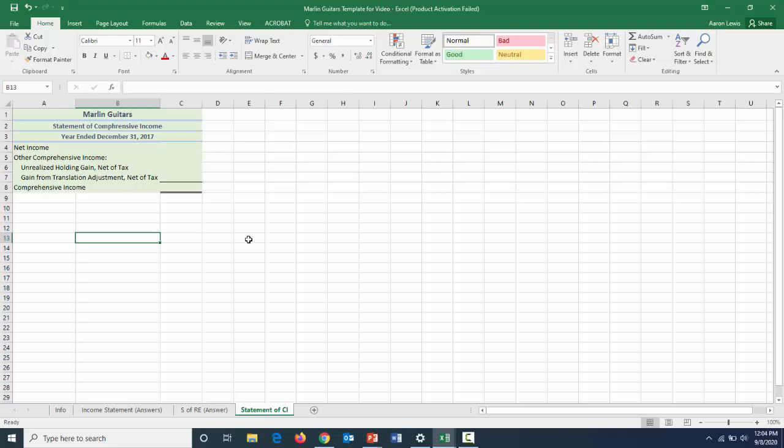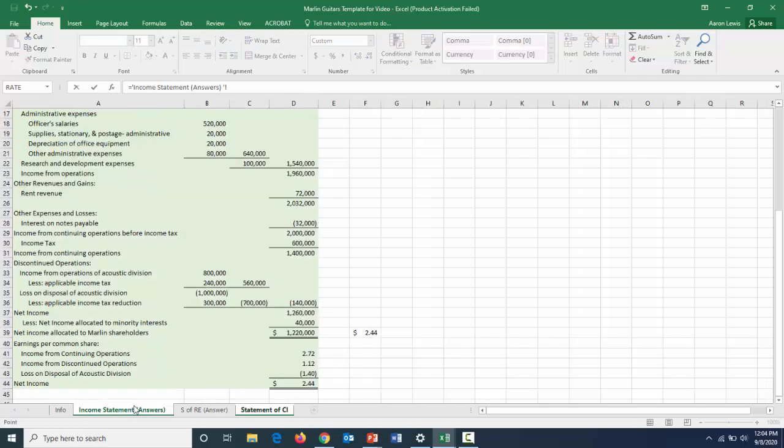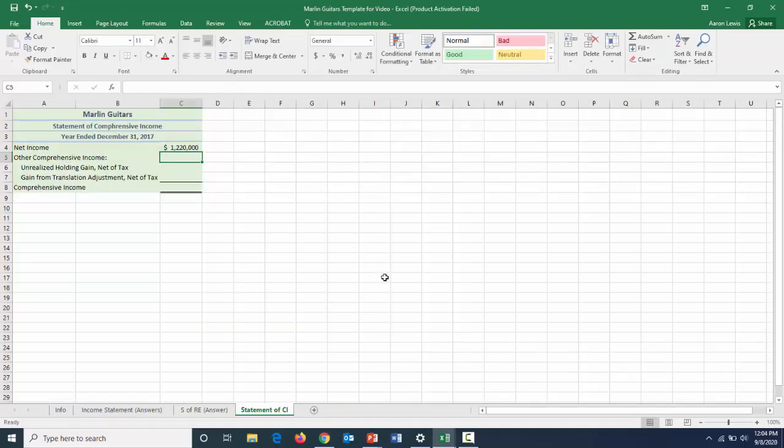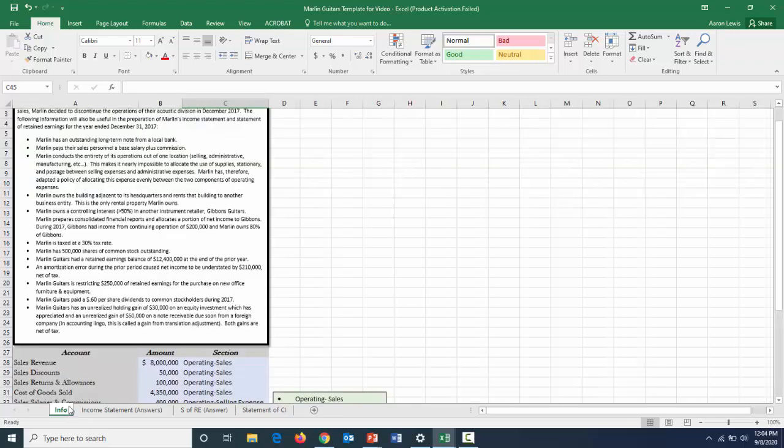So again, net income. We're going to start with our net income, which is attributable to our Marlin shareholders, which is that $1,220,000. Let's bring it on over. It's a pretty good number, but we could have had more. Why could we add more? Well, if we look into our information, we see that Marlin has an unrealized holding gain of $30,000 in an equity investment, which has appreciated. So if we sold that investment right now, we could have got a gain on the sale of this investment, and therefore increased our net income.